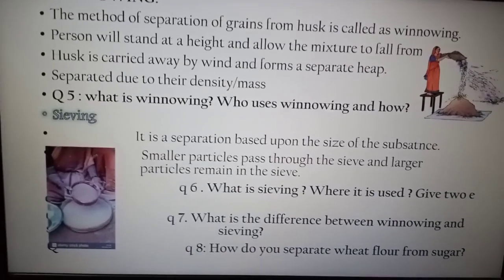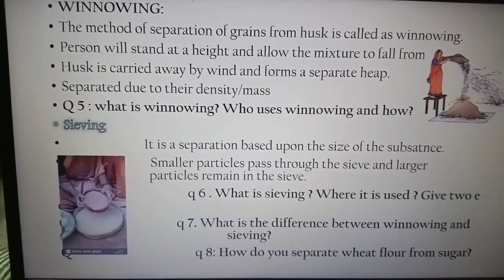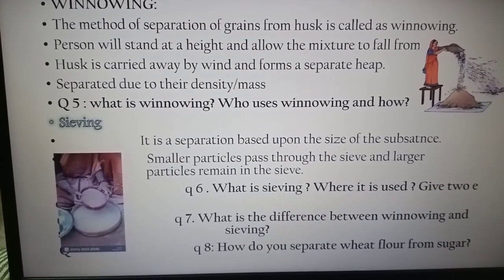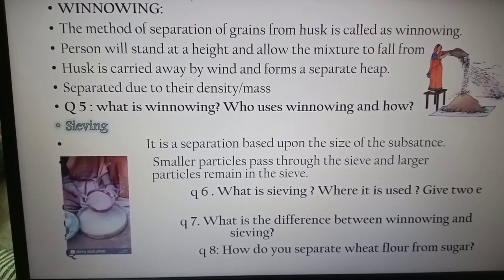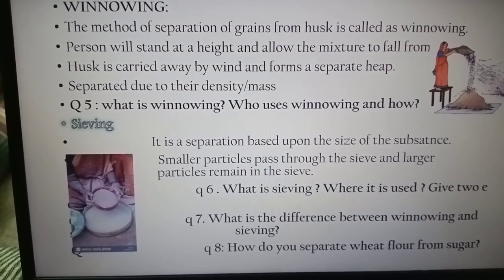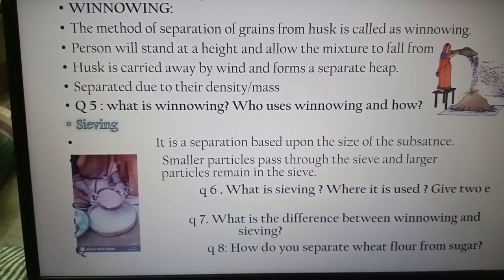So the next is, how do you separate wheat flour from sugar? First, understand what wheat flour and sugar are. Wheat flour is a powdered substance. Sugar is a solid substance. So you can either separate it by sieving or you can also separate it by winnowing. So either of the two will hold good.